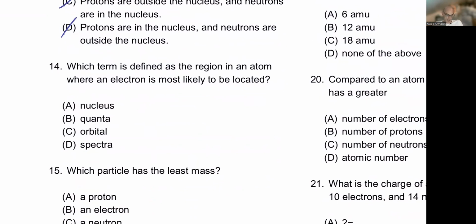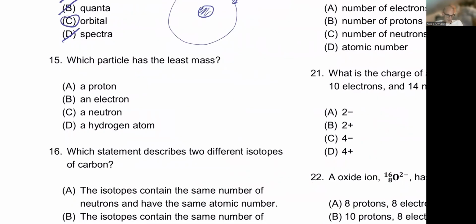Which term is defined as the region in an atom where an electron is most likely to be located? Okay, so they're definitely not in the nucleus because that's where the protons and neutrons are. We're not going to deal with words like quanta. Definitely in an orbital, they're orbiting the center of the atom, okay? And spectra is typically the stuff that we collect when we have data, but an orbital is where, so if this is the nucleus, the electrons are cruising around the outside in an orbital.